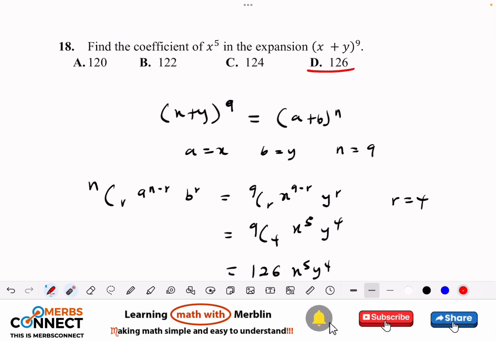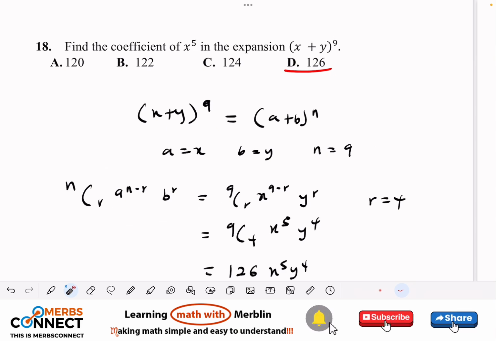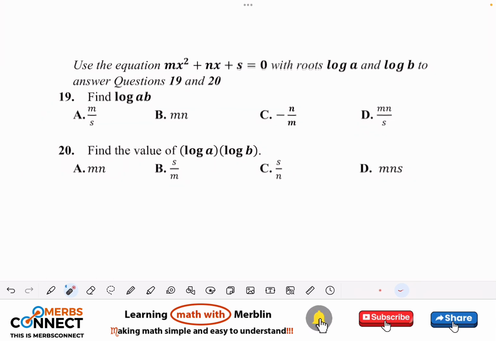So you see what we did? We need to see that this is equal to this. Pick your a, pick your b, pick your n, plug it inside this, and it helps you to choose your r. Good. Now let's look at 19.